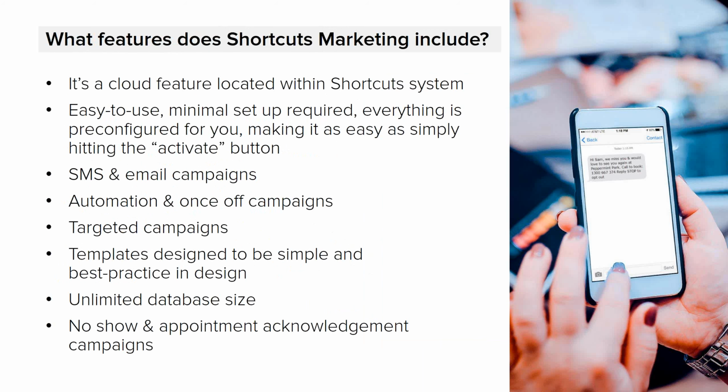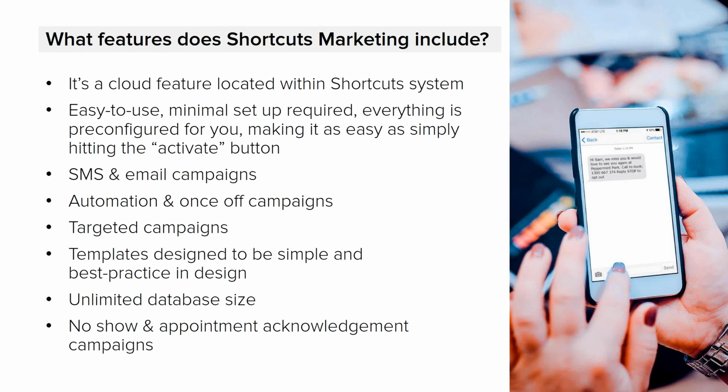It will offer you the ability to send your SMS and email campaigns. You will be able to still complete all of your automation or set and forget marketing, as well as your once-off campaigns. So the automation is your birthdays, new clients, time to see you again, we miss you, referrals, all of the standard automatically sending style campaigns that you guys would be familiar with. The Gen 3 system will also be available within the Shortcuts Marketing.